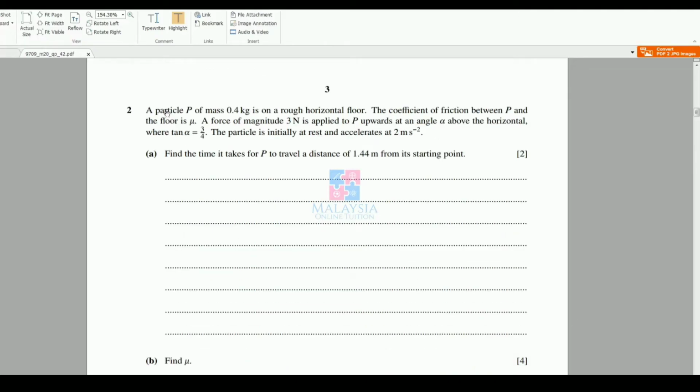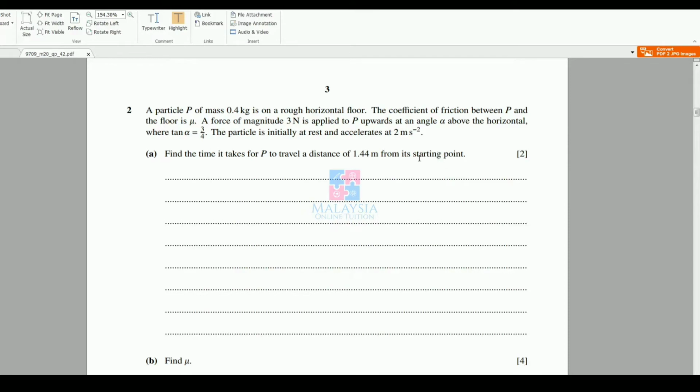Next, for question number 2, a particle P of mass 0.4 kg is on a rough horizontal floor. The coefficient of friction between P and the floor is mu. A force of magnitude 3 Newton is applied to P upwards at an angle alpha above the horizontal, where tan alpha equals 3/4. The particle is initially at rest and accelerates at 2 meters per second squared. For part A, find the time it takes for P to travel a distance of 1.44 meters from its starting point.